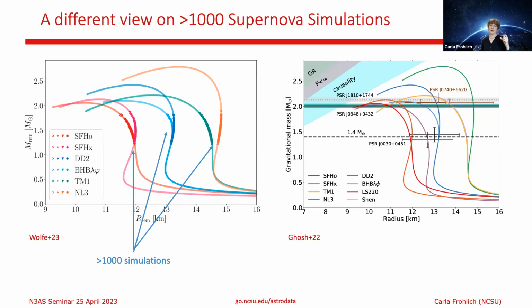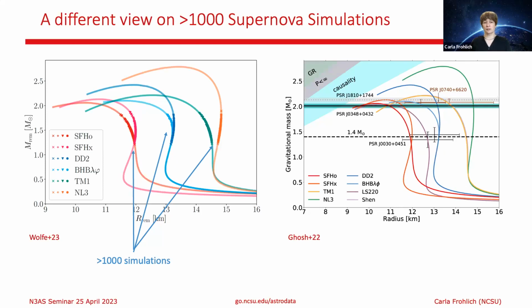So in remnant mass, this again gives you a nice overview of the range of neutron star masses that we get from our simulations. And even with 1,000 simulations, we're only populating a small part of this mass radius curve of any given equation of state. So this is just a different view on the 1,000 simulations.